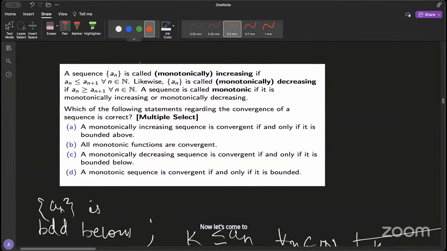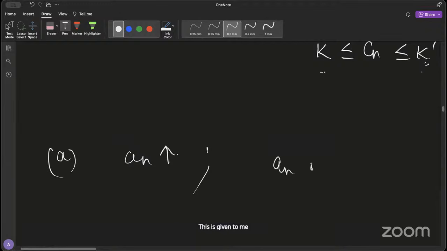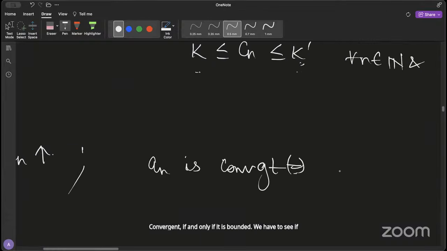Now let's come to the question. The question is, and the definition of monotonically increasing and decreasing, which we already have discussed, is given to you here. So which of the following statements regarding the convergence of a sequence is correct? Let's take the first one. Option A says that if an is monotonically increasing, then an is convergent if and only if it is bounded. We have to see if this is true or not.